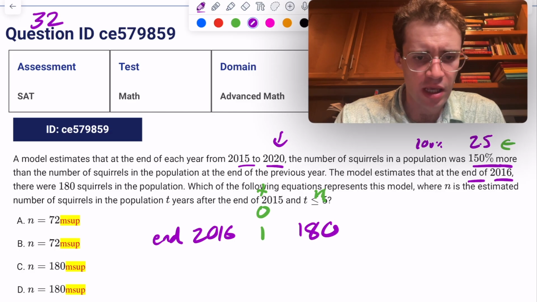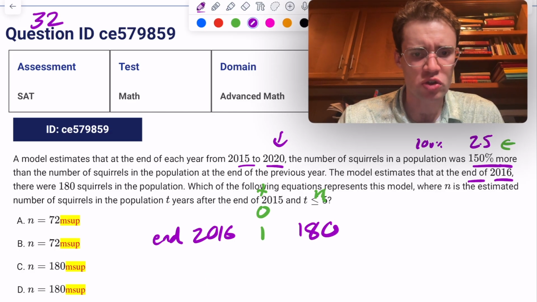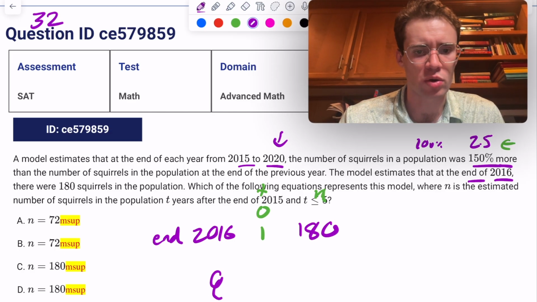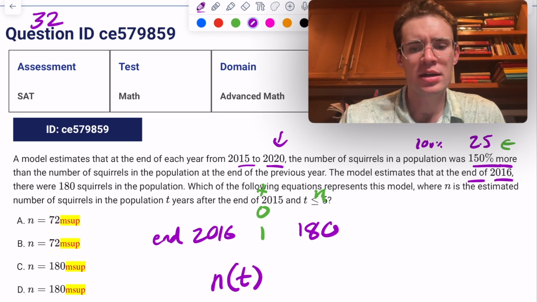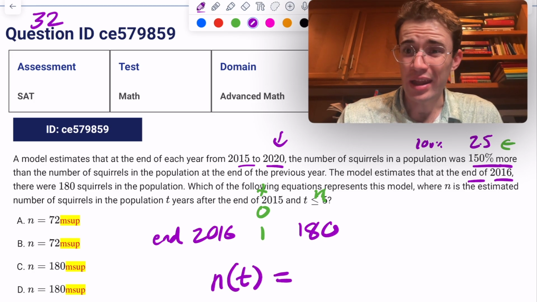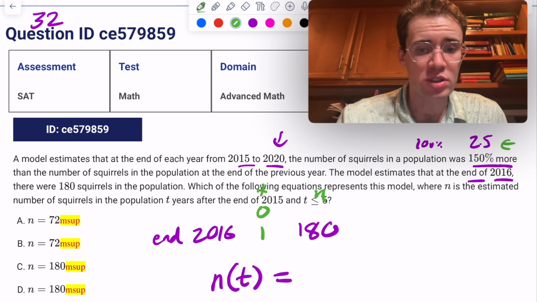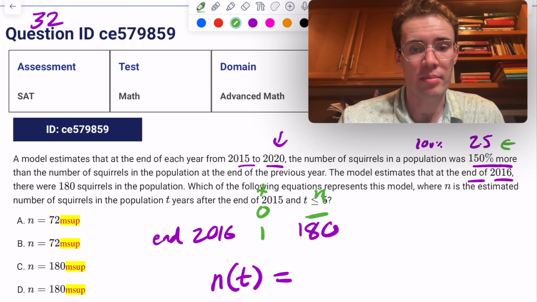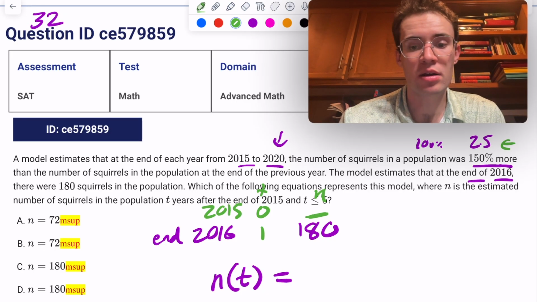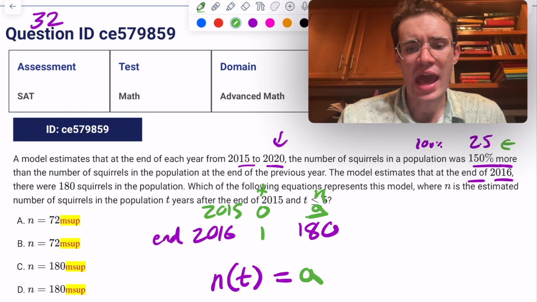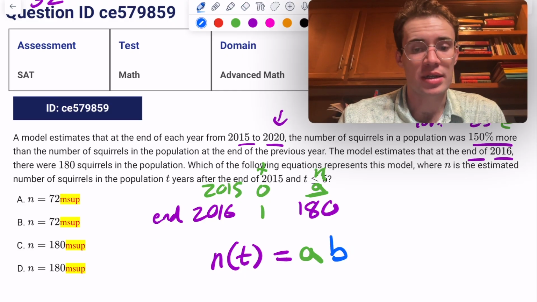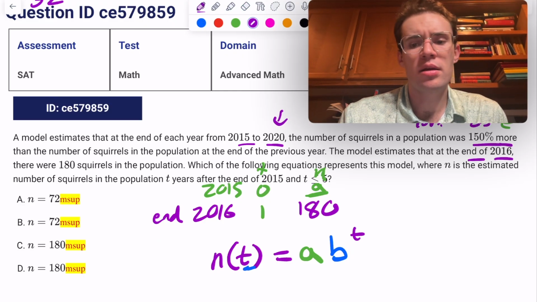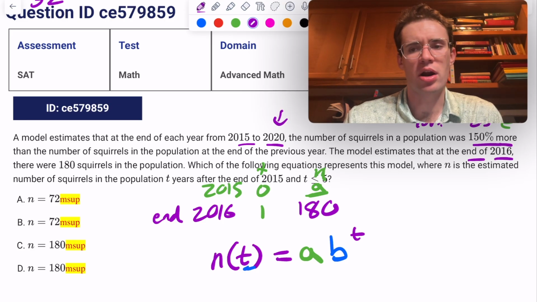Our function would be, I'll just write f of x, or let's do the squirrel function, so maybe q for squirrel. Oh no, it's n. So n of t is equal to, and we don't know what our starting value was, our principal amount. That would be at time 0, how many squirrels there were, so at the end of 2015. That would be a for now. A times b to the x power, or t power, right? T is what we're inputting as our variable here. So a times b to the t would be our exponential function here.